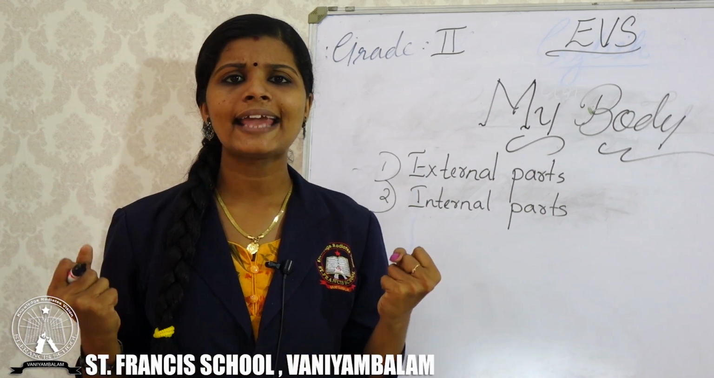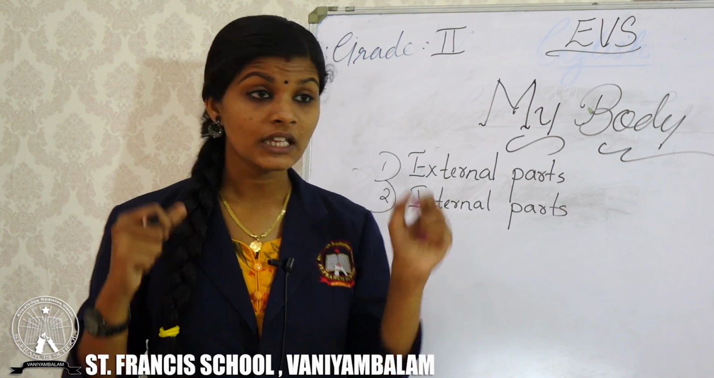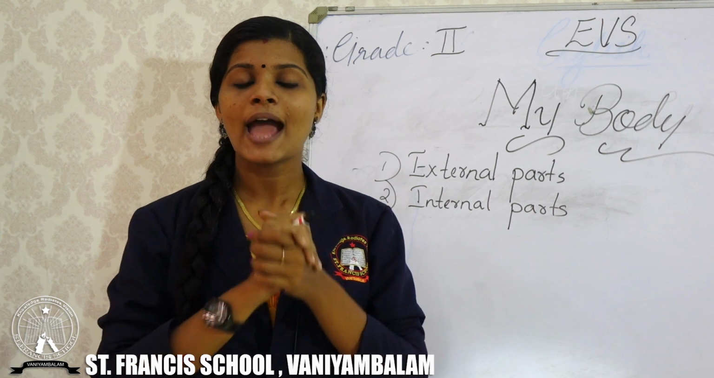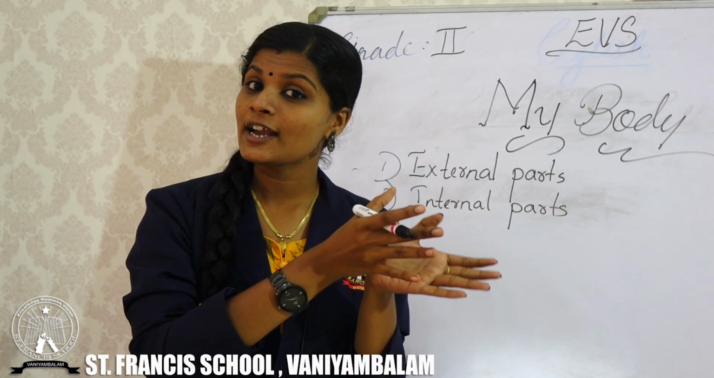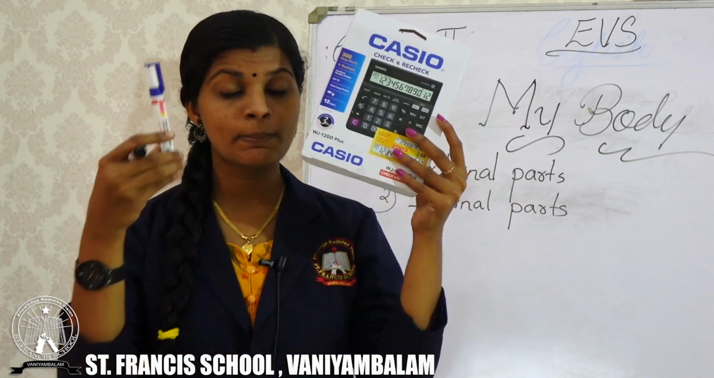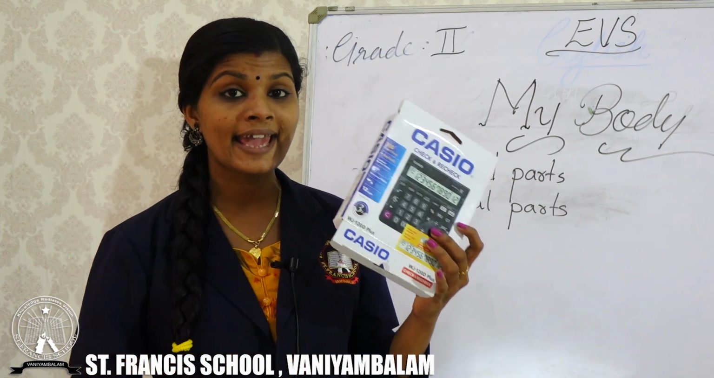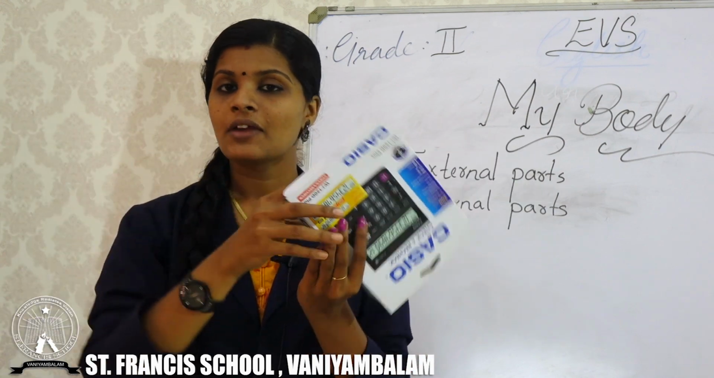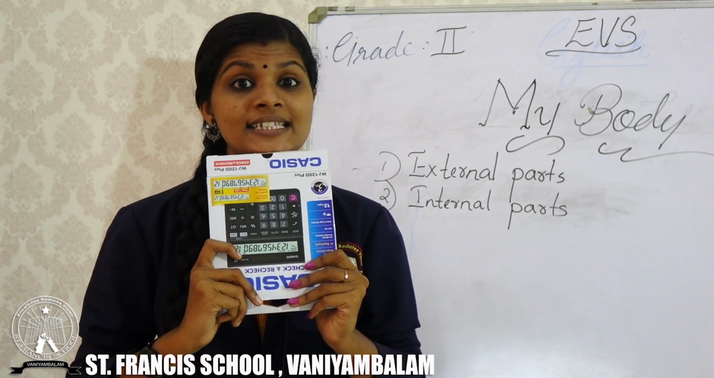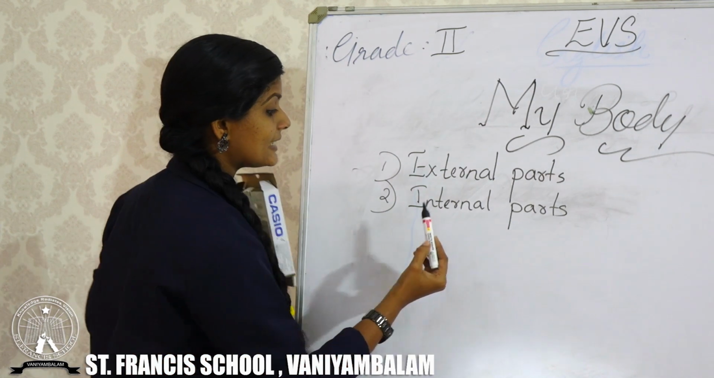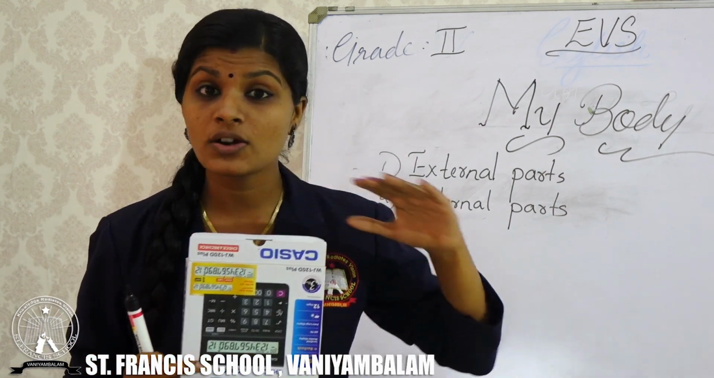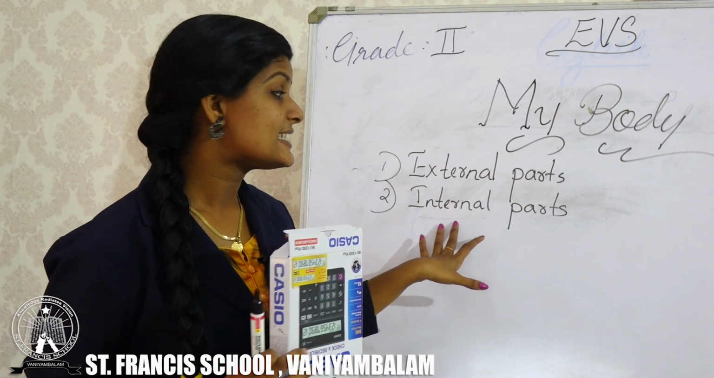Now what is external and internal? These two words are new for you. Yes or no? Yes. So I am going to explain to you the meaning of external and internal. I have already shown you the box and a pen. When I kept this pen inside, it's not seen for you. That means it is inside. So what is the meaning? It is internal. The parts which we cannot see are known as internal.